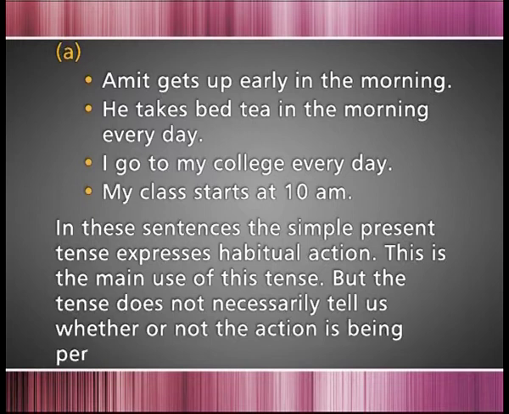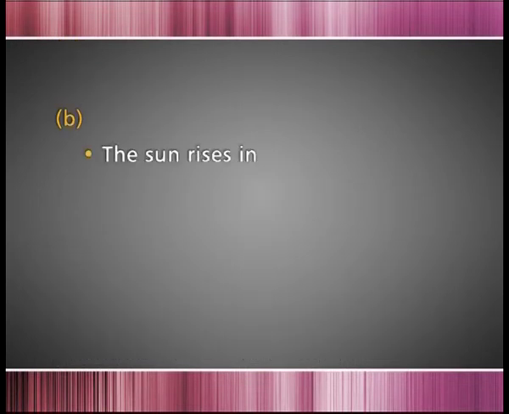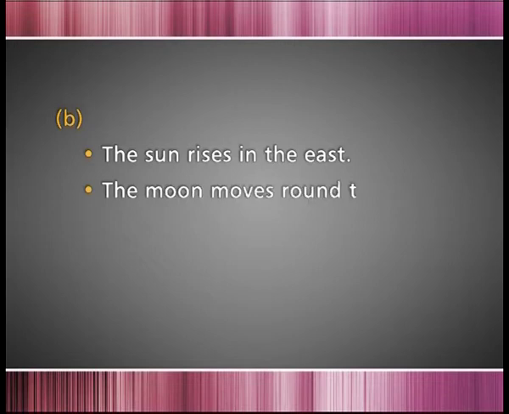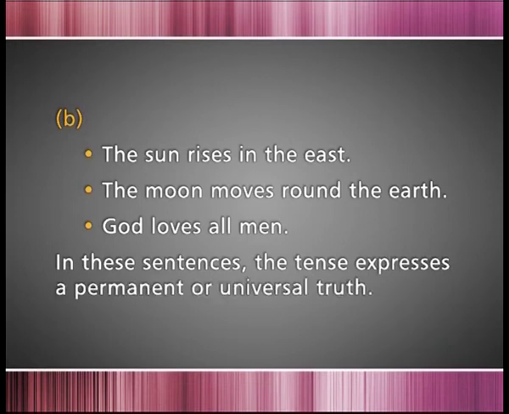But the tense does not necessarily tell us whether or not the action is being performed at the moment of speaking. B. The sun rises in the east. The moon moves round the earth. God loves all men. In these sentences, the tense expresses a permanent or universal truth.